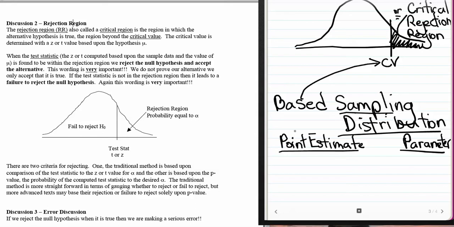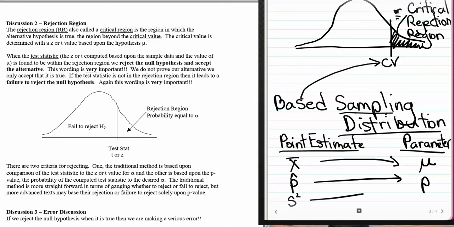again. So for point estimates, we have x bars, and x bars are going to be telling us about the parameter mu, right? The sample mean tells us about the population mean. We also have p hats that tell us about the population proportion. And we have s squareds, which tell us about sigma squareds. So sample mean telling us about the population mean. Sample proportion telling us about the population proportion. Sample variance telling us about the population variance.